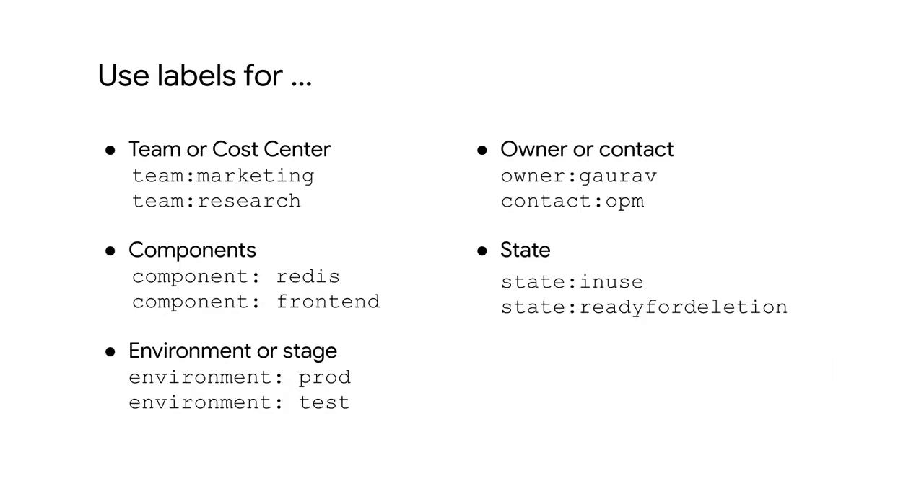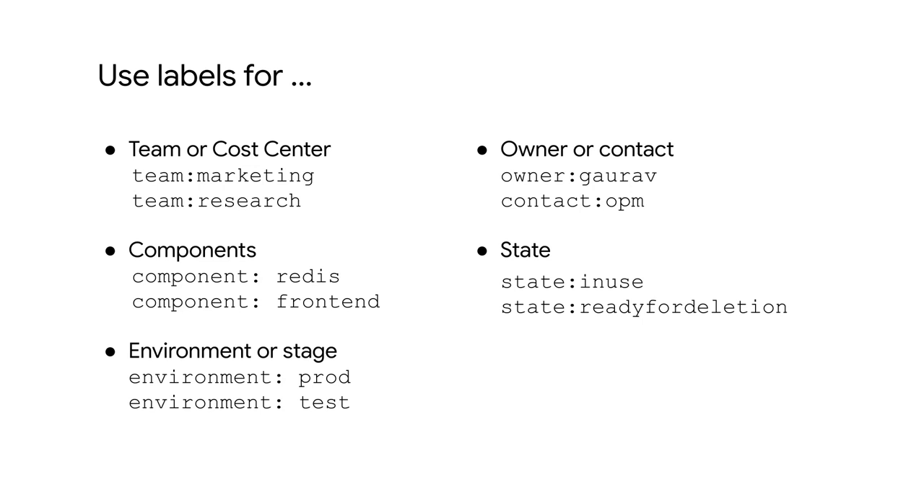I recommend adding labels based on team or cost center to distinguish instances owned by different teams. You can use this type of label for cost accounting or budgeting. For example, team marketing and team research. You can also use labels to distinguish components. For example, component Redis, component frontend. Again, you can label based on environment or stage.